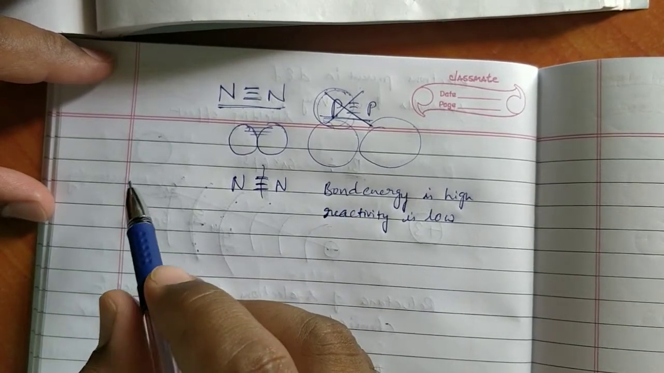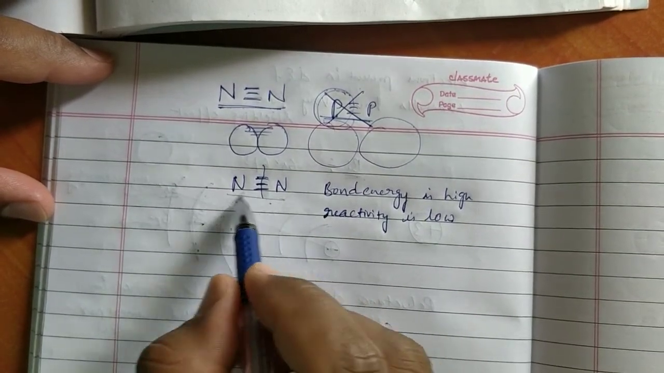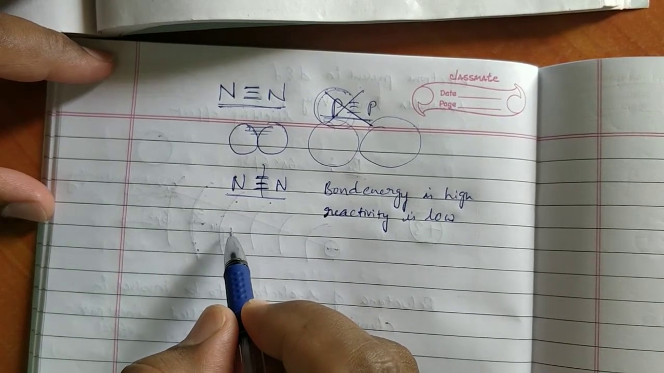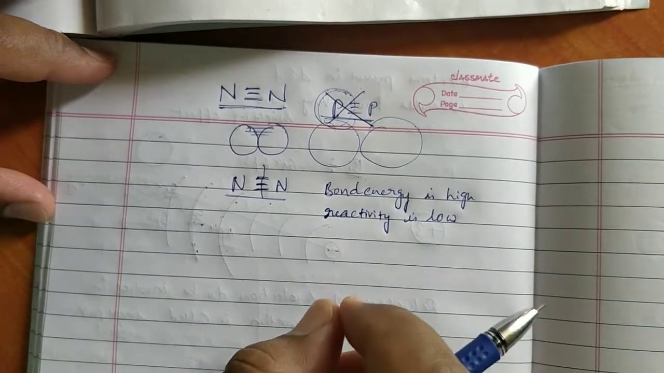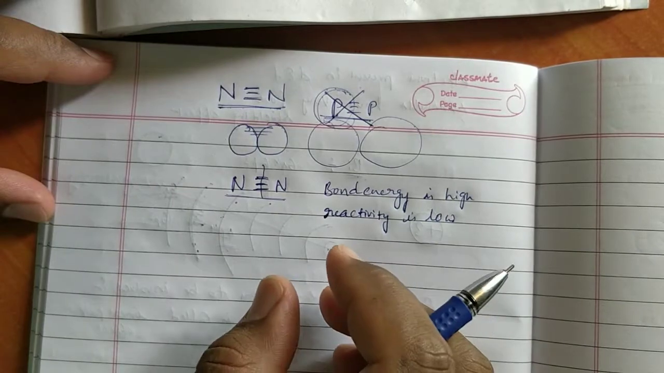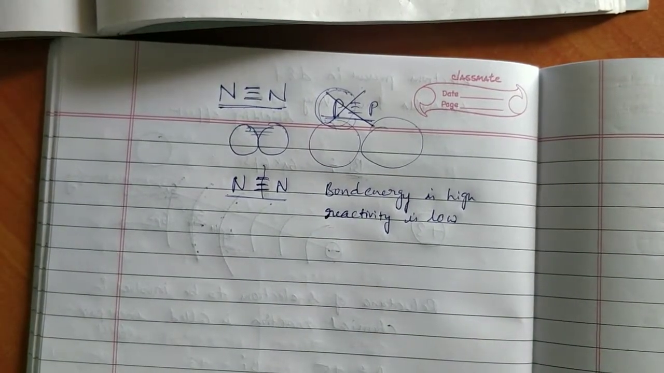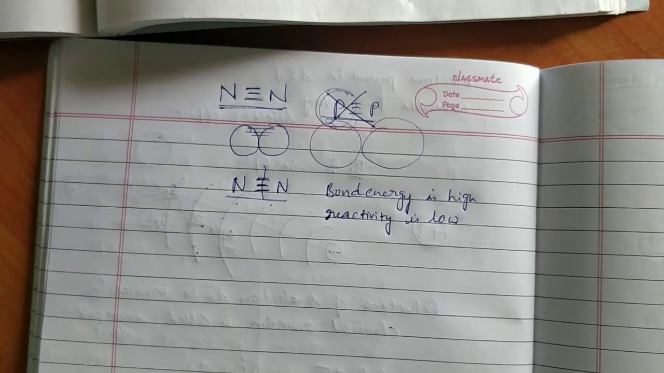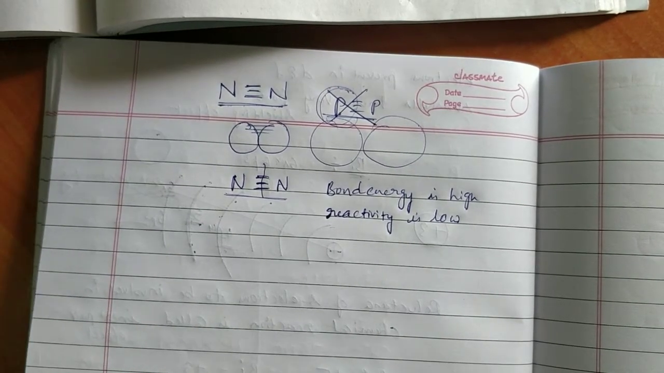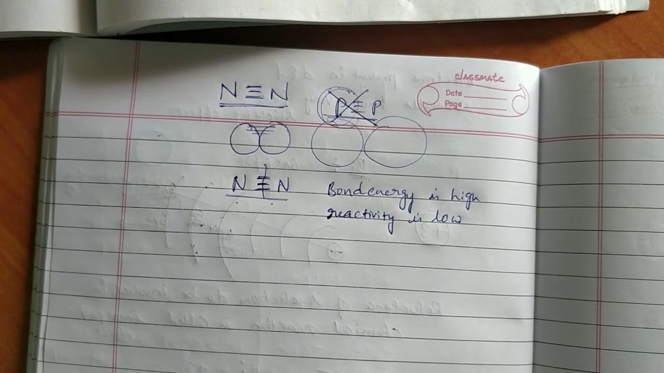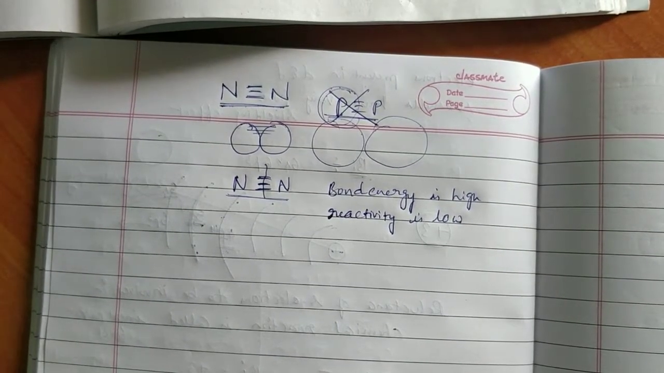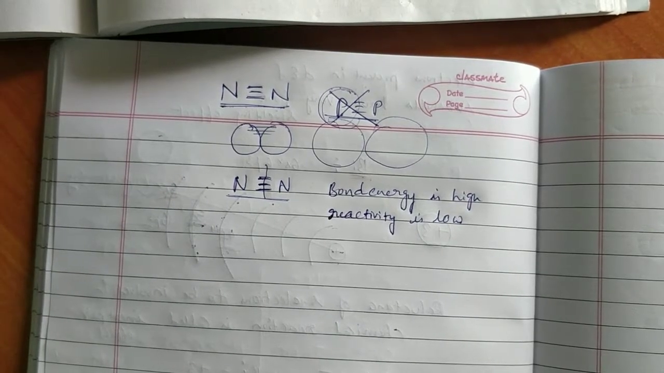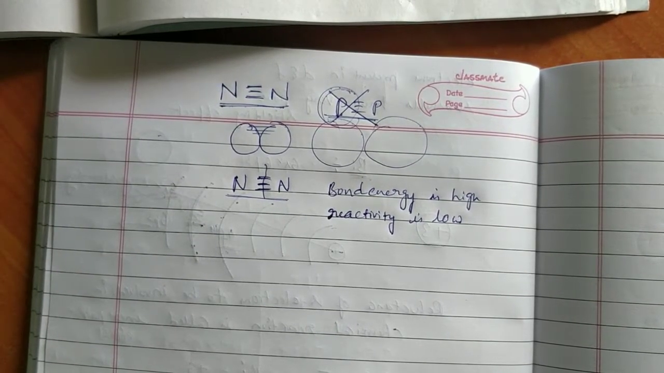So Kurkure packets and Lay's packets are filled with nitrogen gas. If they were filled with air, or if while packing they don't keep nitrogen gas inside the packet, air will automatically be filled. Air contains oxygen, and oxygen reacts with food material to undergo decomposition. So for Lay's and Kurkure packets to stay for a long time, they have to be filled with some inert gas which is not going to react with the food material inside.